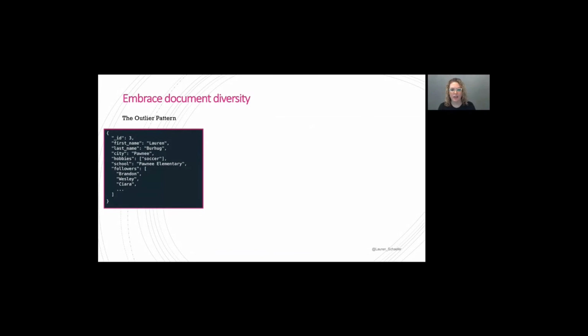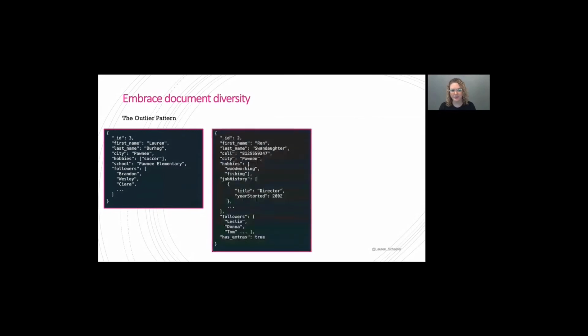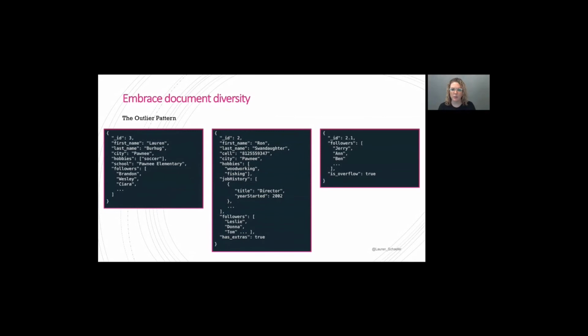The outlier pattern allows us to model our data for the typical use case, but still handle outlier use cases. We can begin modeling Ron's document just like Lauren's and include a list of followers. When we begin to approach the document size limit, we can add a new has_extras field to Ron's document. The field could really be named anything we'd like. Then we can create a new document where we will store the rest of Ron's followers.